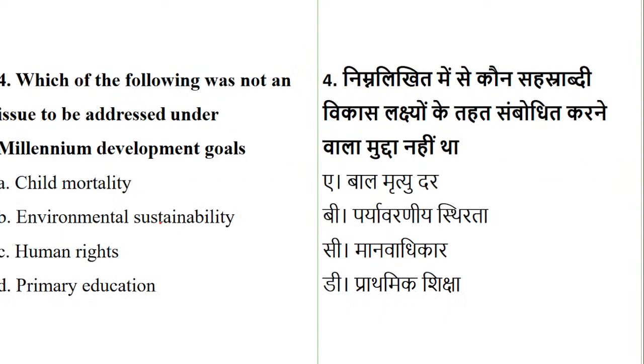Fine. Now, question number 4. Which of the following was not an issue to be addressed under the Millennium Development Goals? They are saying that one of the issues was not a part to be addressed under the Millennium Development Goals, whether it is child mortality, environmental sustainability, human rights, or primary education.